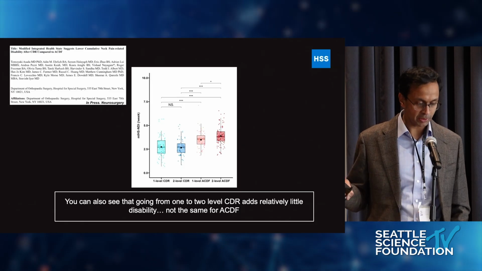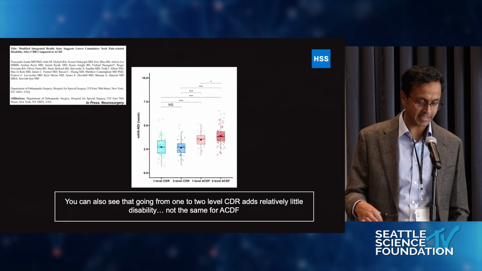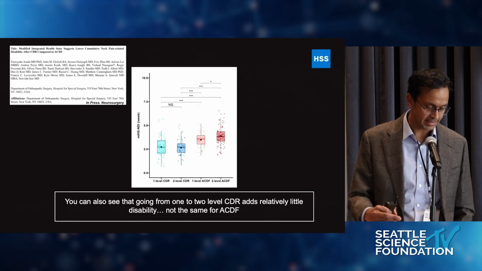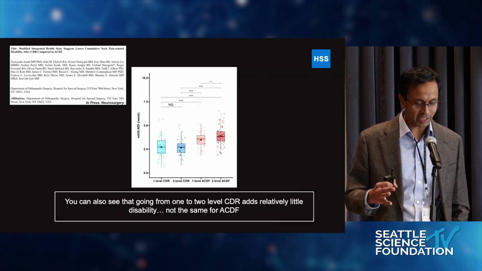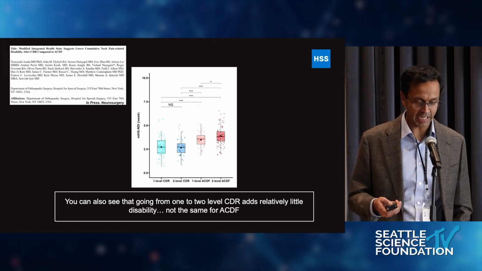Like the cumulative disability over time is similar, but going from 1 level to 2 level ACDF is not exactly the same, where it tends to add some disability. It's a kind of interesting, I think, way to think about motion preservation and the value that you're adding.